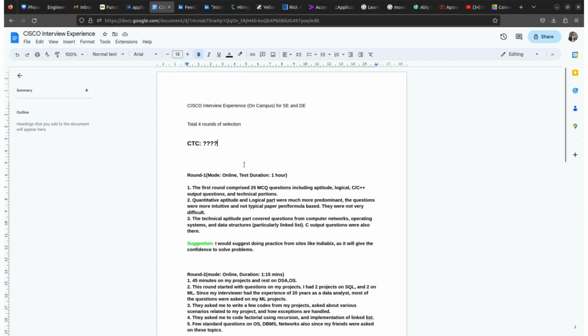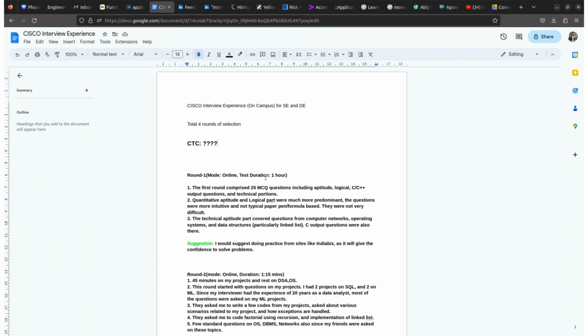The first round comprises 25 MCQ questions, which include aptitude, logical, C, C++, and some OS questions with some technical portions also. Basically, they'll check your technical knowledge in the first round, which is the test round. The second point is that quantitative aptitude and logical parts were much more predominant, and the questions were more intuitive and non-typical.